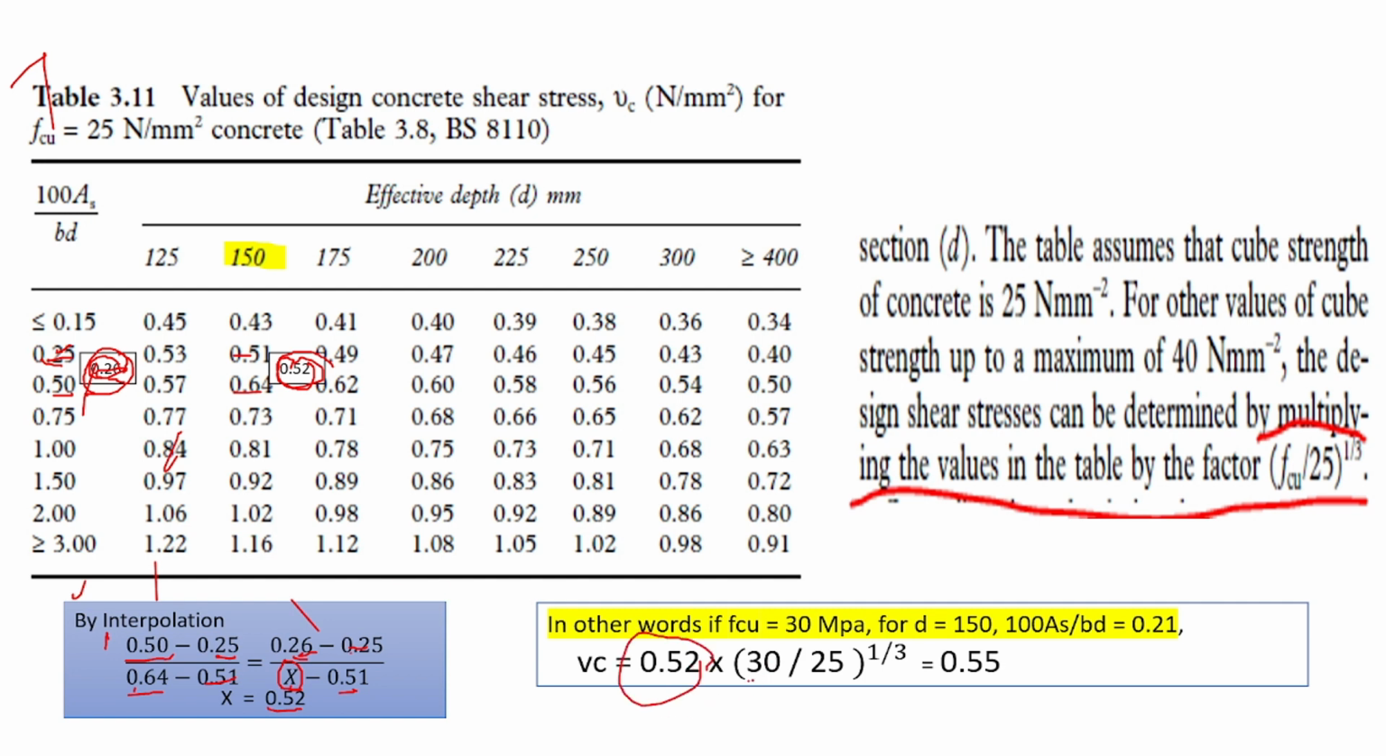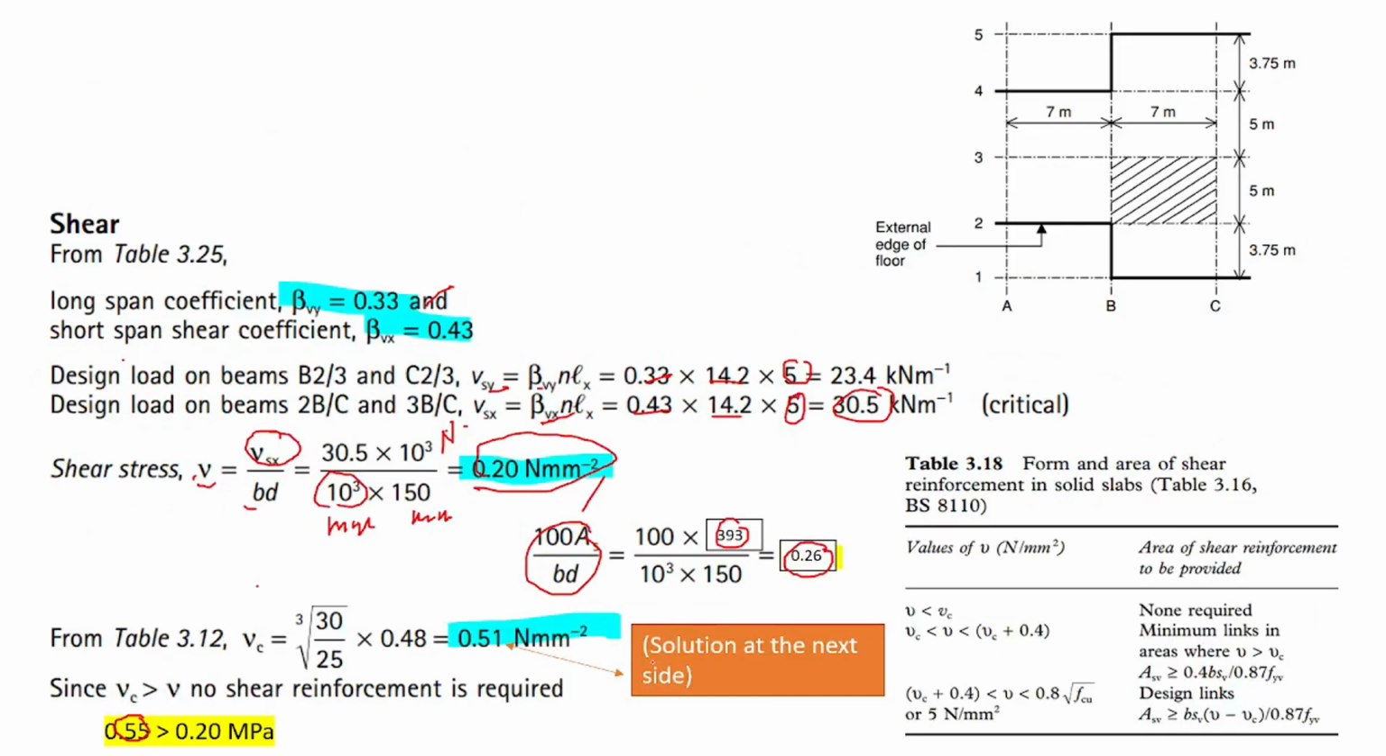We need to multiply by 30 because this is our FCU that we used. According to the code, we get the proportion of 30 over 25 to the power of 1/3. If our FCU is 25, then we don't need to get these values. If our FCU is 25, then our allowable value for shear should be 0.52. So that's why here it says 0.55 is your allowable, actual is 0.20, so it's fine.